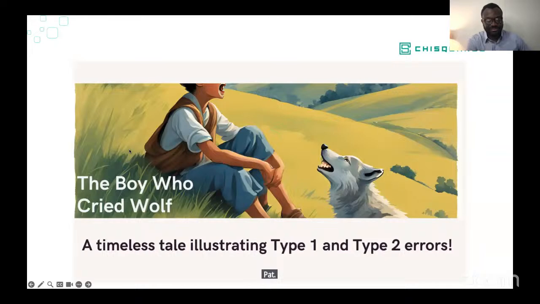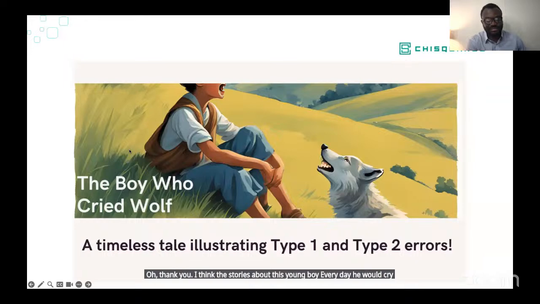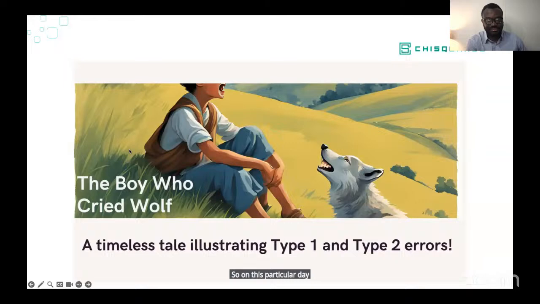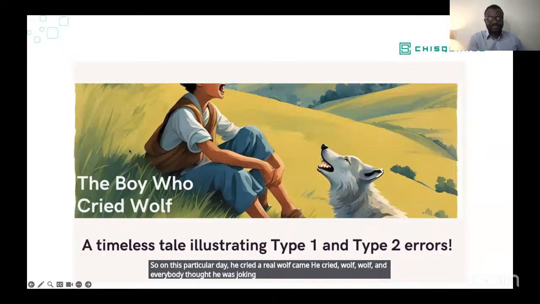Okay, thank you. I think the story is about this young boy. Every day he would cry, wolf, wolf, and the villagers would come out with clubs to kill the wolf, and they'd find no wolf. So on this particular day, he cried, and a real wolf came. He cried, wolf, wolf, and everybody thought he was joking as he used to, and nobody came out, and the wolf devoured him. Excellent.